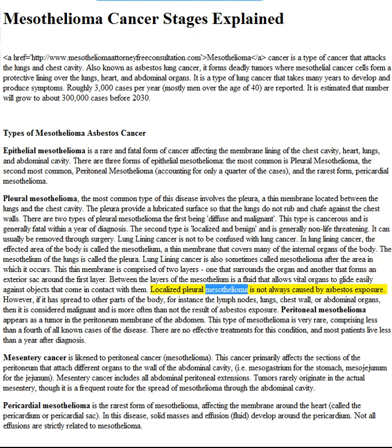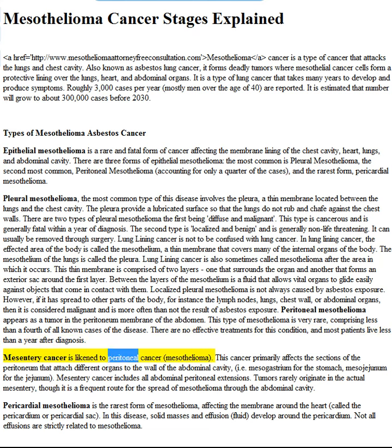Localized pleural mesothelioma is not always caused by asbestos exposure. However, if it has spread to other parts of the body, for instance lymph nodes, lungs, chest wall, or abdominal organs, then it is considered malignant and is more often than not the result of asbestos exposure. Peritoneal mesothelioma appears as a tumor in the peritoneum membrane of the abdomen. This type of mesothelioma is very rare, comprising less than a fourth of all known cases of the disease. There are no effective treatments for this condition, and most patients live less than a year after diagnosis.